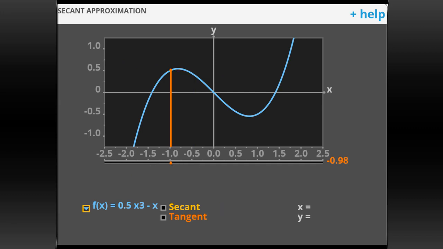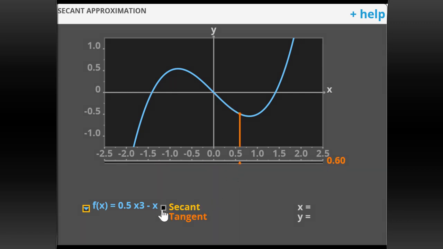Let's see how. The first thing I'm going to do is to pick a value x equals a using this horizontal slider. So I can choose any point that I want here. The value of this point is not special in any way. Any point that you choose will be fine.